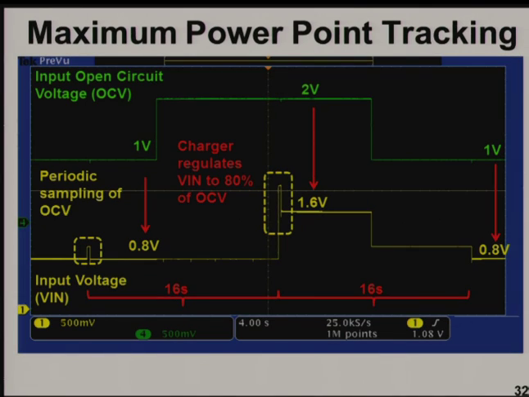Here I'm just showing how it's exactly done in operation. The green is, let's say, hypothetically, how your open circuit voltage is moving on your solar cell. Periodically, every 16 seconds, you see that the charger is disabled, and that lets the input go up to the open circuit voltage, and then you sample and hold 80% of that. And that's what the yellow voltage is, the input, and that's what it's regulated to for the remainder of the 16 seconds. And this repeats.